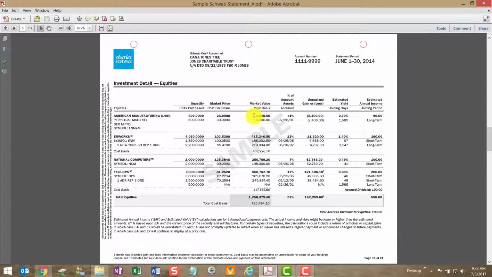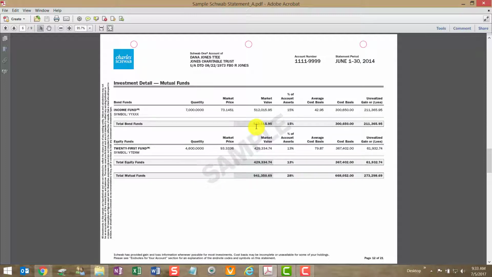And the market value is bold, which basically means what your investment is worth. Then you have cost basis, which is how much you put into the investment. Percentage of account assets is what percentage this $15,600 represents of the total account value. Unrealized gain/loss is a fancy way of saying how much money you have made or lost in this investment. Estimated yield is the dividend or yield that's being generated, and then you have an annual income. So you'll go through here, and then they'll total it up. These are for individual stocks, and exchange traded funds will look similar to this.